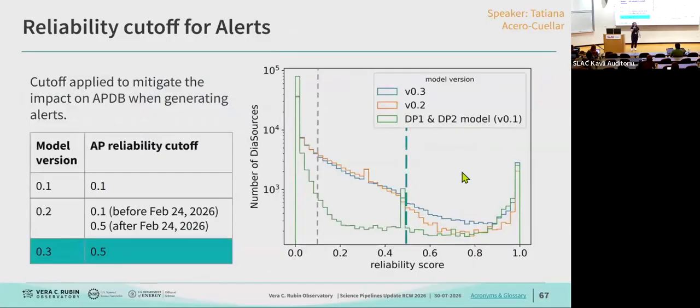Another very important thing for the alerts is the reliability cutoff. For the current version, the 0.3, the cutoff is at 0.5. That means that any DI source with a score below 0.5 does not make it through the alert stream. So the goal is to have a model that is more confident about the bogus, so that threshold can be moved a little bit closer to 0.